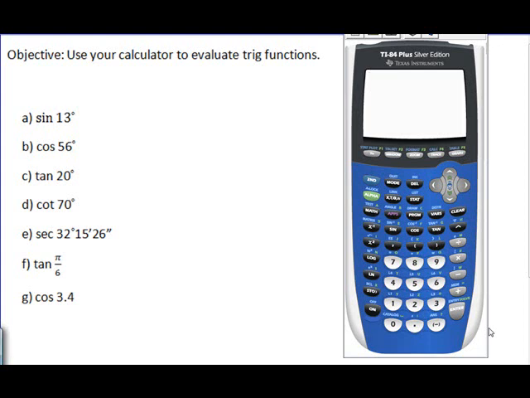Hi, the objective of this video is to show you how you can use your calculator to evaluate trig functions. So I've pulled up the graphing calculator, and let's just take a look at a few things before we actually start going through with some problems.